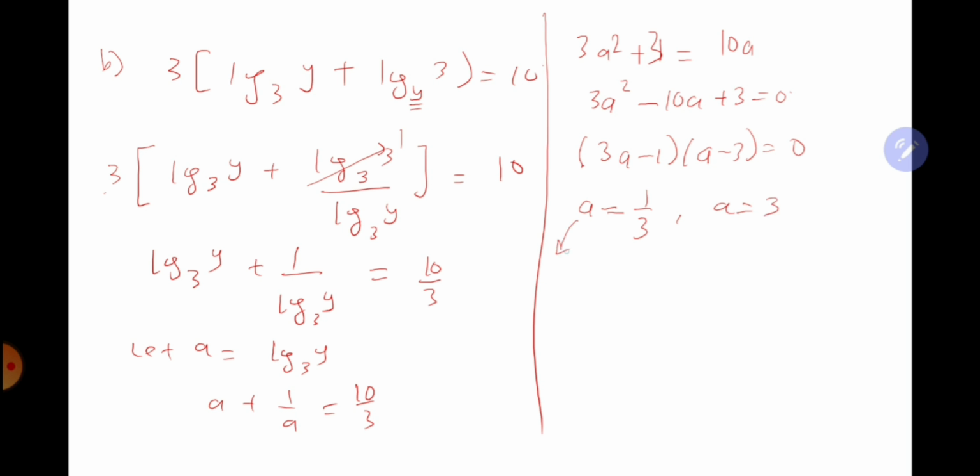Okay, so don't forget that your a is actually log y base 3 equals to 1 over 3. So your y will be 3 power of 1 over 3. And then for this one, a equals to 3, you akan ada log y base 3 equals to 3. So your y will be 3 power 3, which is 27.